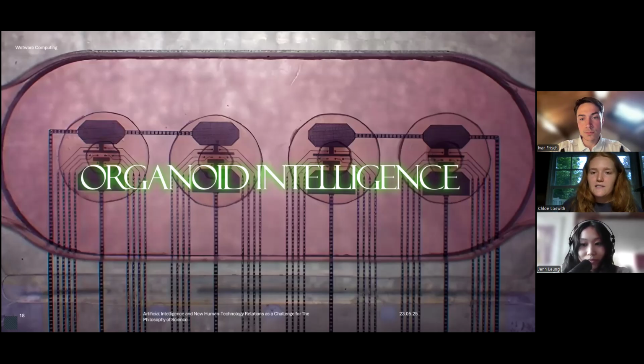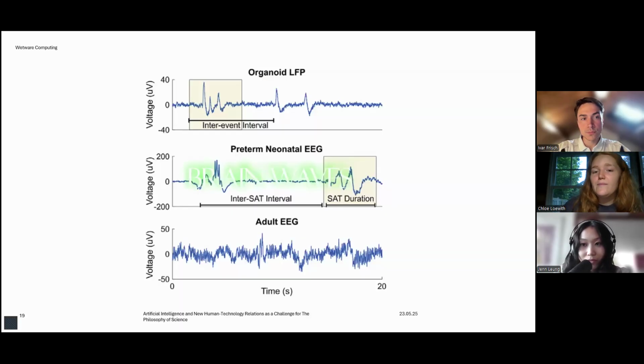And I guess the next slide shows the neural activity of these brain organoids. So it is set to be improving. This is still a pretty early proof of concept of this technology, but human brain organoids currently register delta brain waves, which is the same as premature infants in humans.